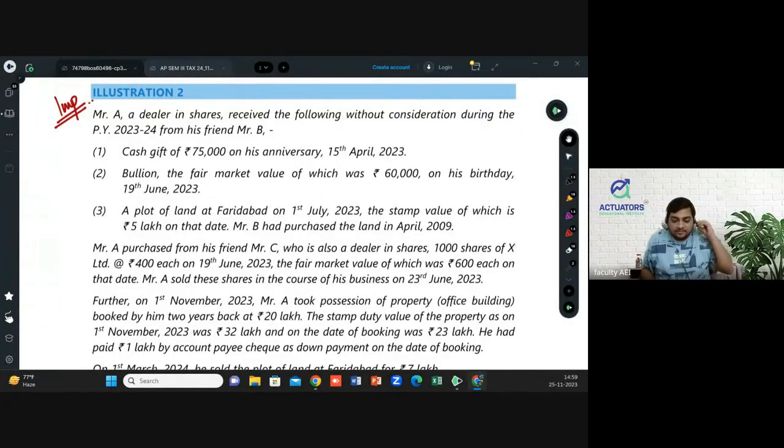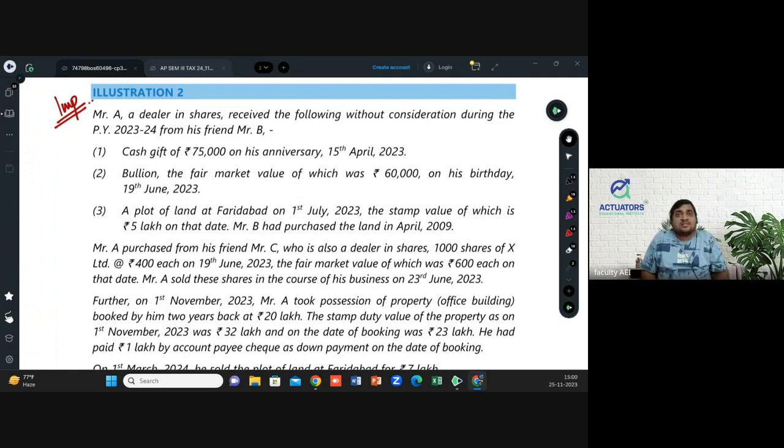Good afternoon, everyone. Last class, we started with IFOS, and today is the second session for IFOS. In the very first session, I told you what incomes will come under the head income from other sources. I have already told you that income from other sources is the residuary head of income. If any income does not fall in the first four heads, it will come under the head income from other sources.